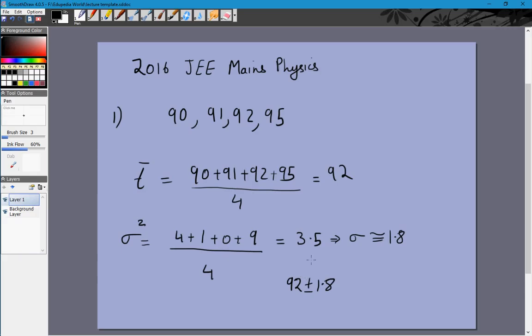But the problem is we are given that the minimum division is 1 second. So these last digits 0, 1, 2 and 5, we are not even sure about these digits. This digit could be 2 plus minus 1 based on the calculations we've done. So it doesn't make sense for us to give this digit as well, because even this digit is not at all certain. So the correct answer would be 92 plus minus 2 seconds, which would be option 2.